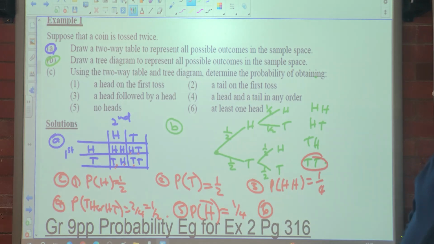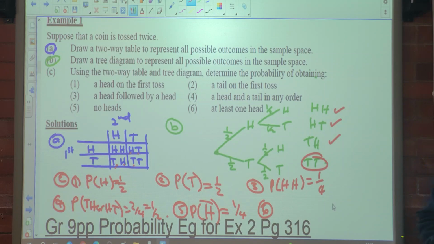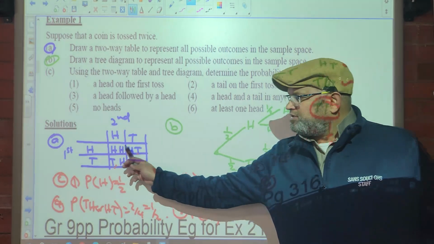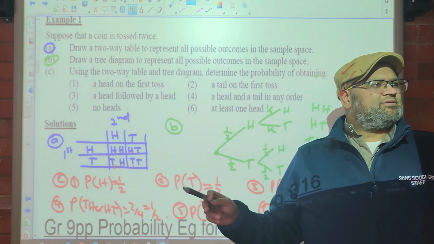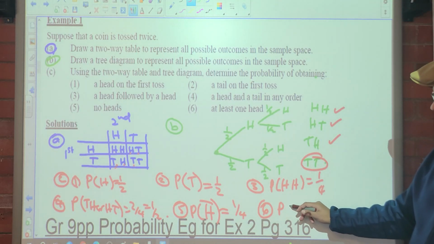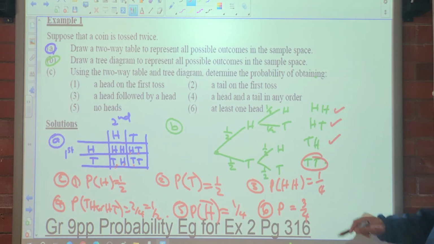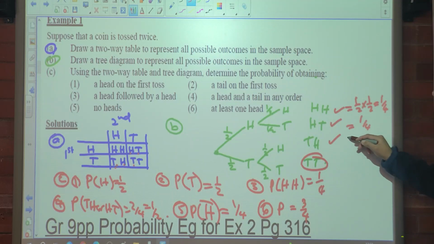Number 6. At least one head. So it's that one plus that one plus that one. Not so? So in other words, it's going to be 3 out of 4. At least one head, it could be 2 heads as well. Otherwise, if I go on with this one here, it's going to be half times half, a quarter. So that's a quarter, and that's a quarter, and that's a quarter, so 3 quarters, which will give you the same answer.